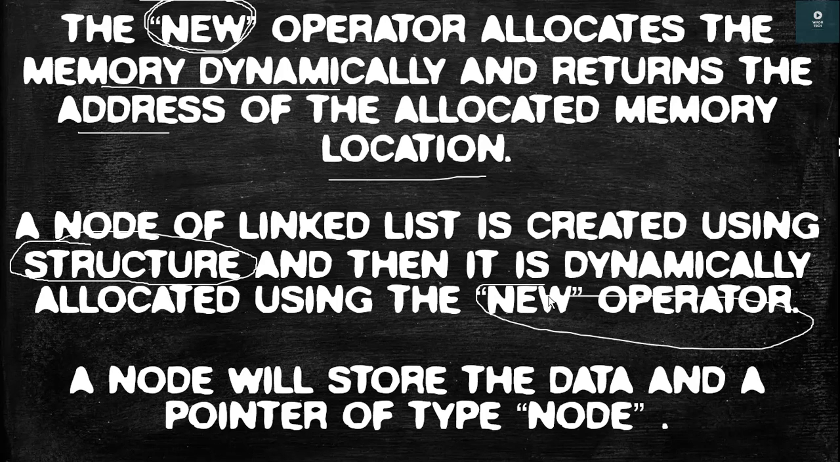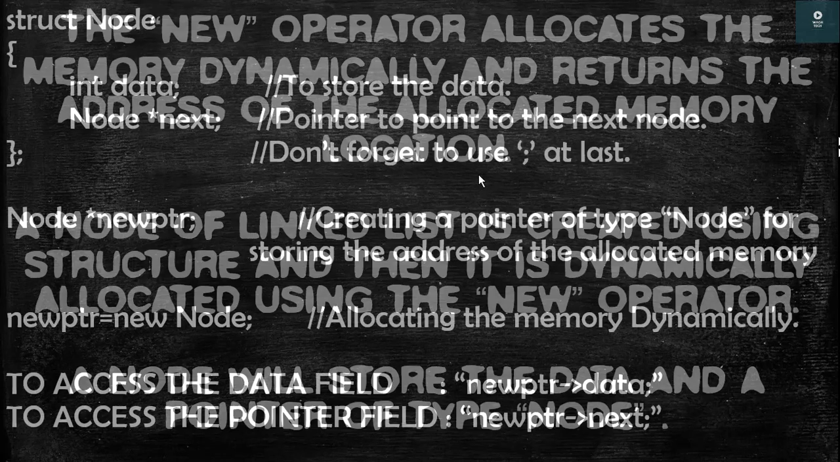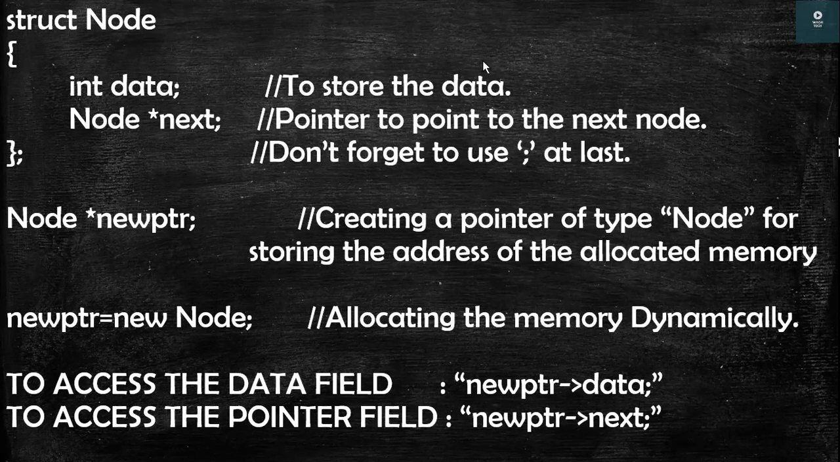Now a node will have two parts. The first part is called the data part and the second part is called the link part, where we store the pointers. So the structure will have two parts. The first part is the data part and the second part is the link part. We'll see this. Now here we have the code for doing the dynamic memory allocation of a node and creating the node.